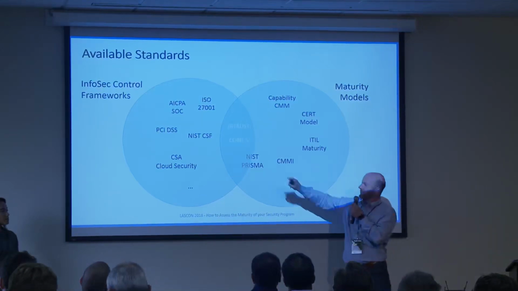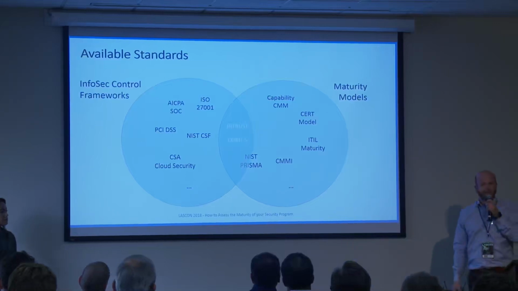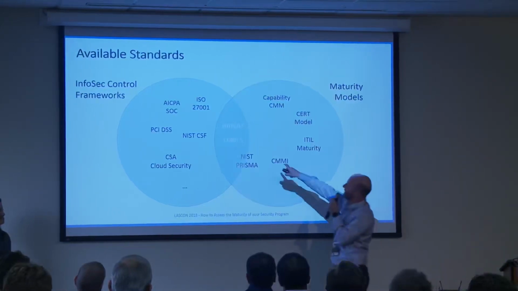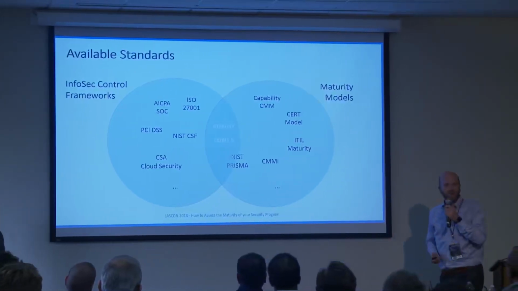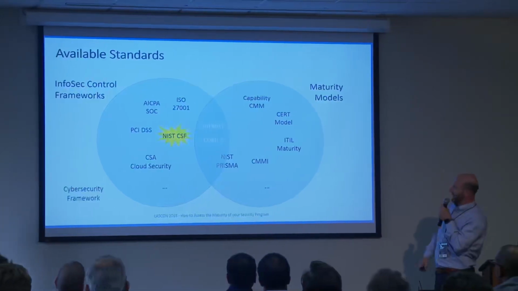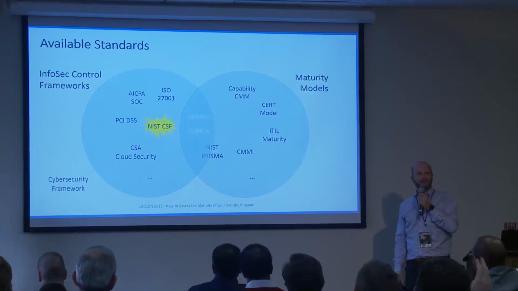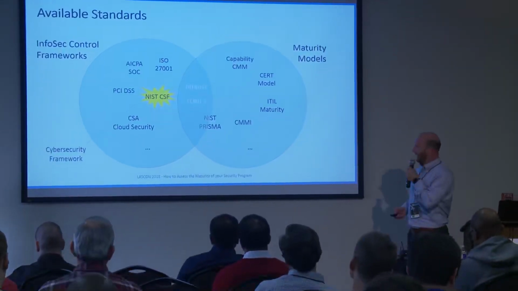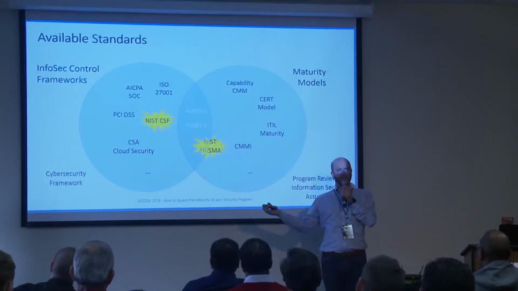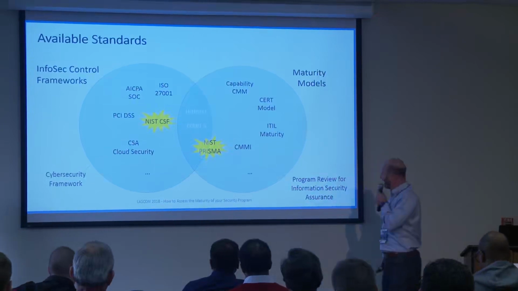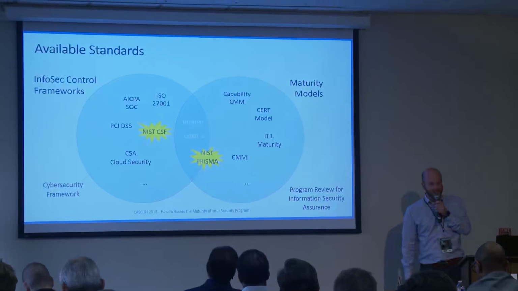This is a thing called NIST PRISMA. And what we settled on is we basically determined that none of these overlapping frameworks out there meet what we want to do. So we're going to take the NIST Cybersecurity Framework. Who here is familiar with that? Great, okay. And we're going to take NIST's PRISMA standard. Anybody heard of that? Kind of what I expected. PRISMA stands for Program Review for Information Security Assurance.